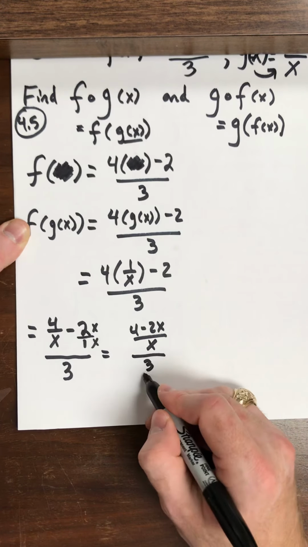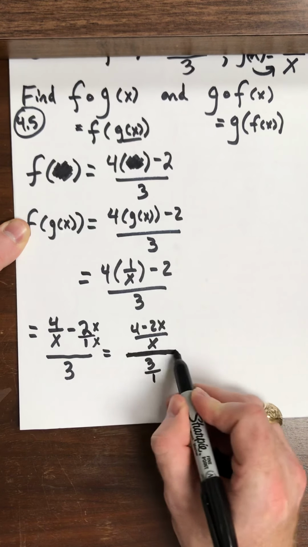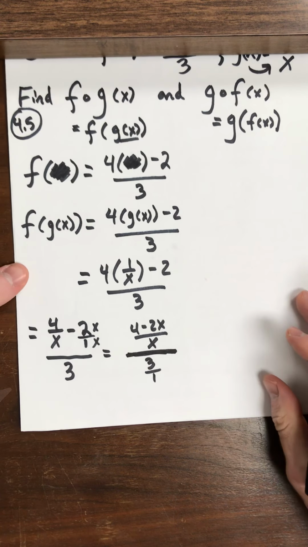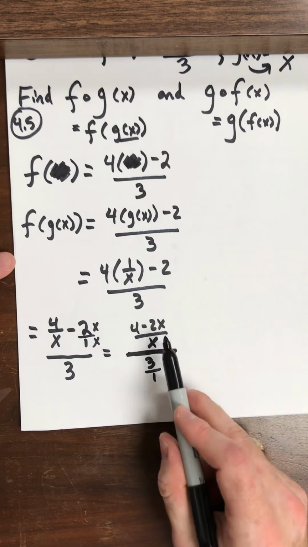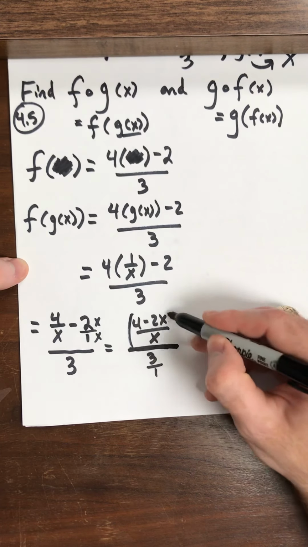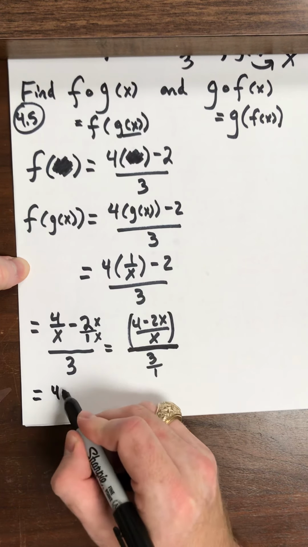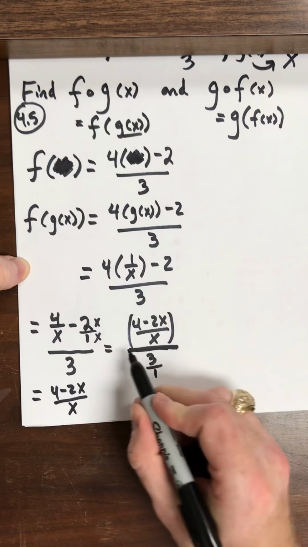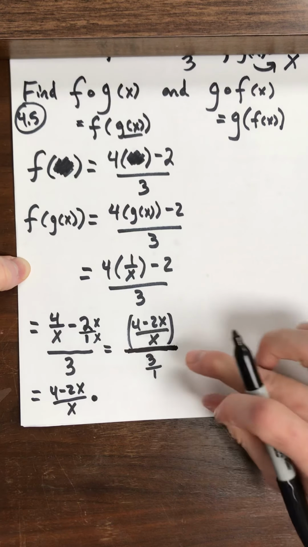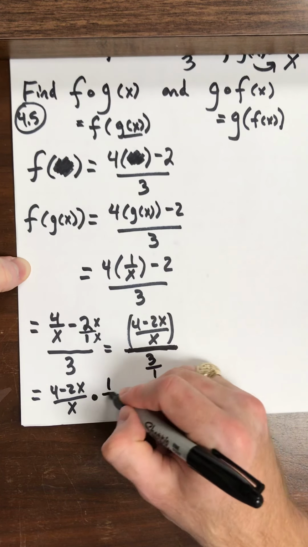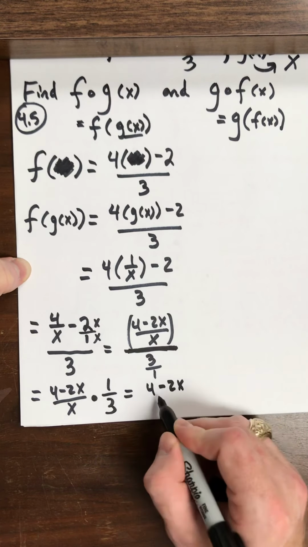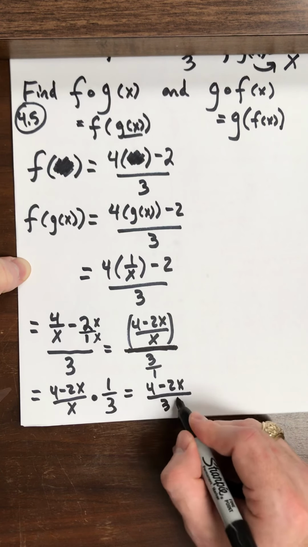Now 3 could be written as 3 over 1. Now look at this. I've got a fraction divided by a fraction. That's nasty, so let's fix it. To do this, I have to do the technique called keep, change, flip. So I keep the numerator the same, 4 minus 2x over x. I change division to multiplication, and I flip the denominator. So the denominator's reciprocal is 1 over 3. Now I multiply, and I get 4 minus 2x divided by, well, 3 times x is just 3x.